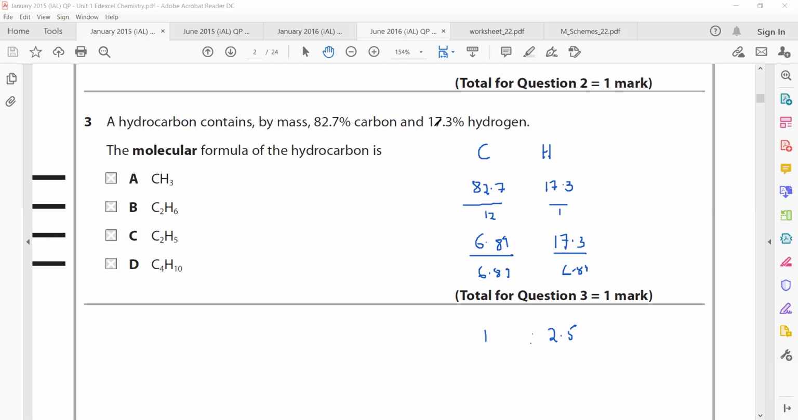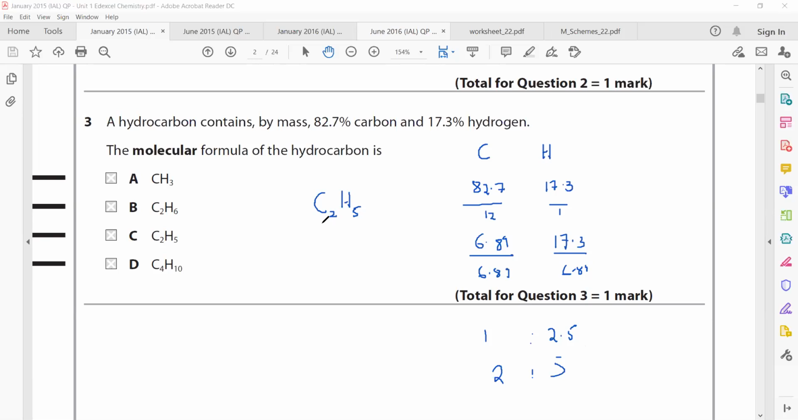But whenever one of the ratio is 1.5, 2.5, 3.5, what we will do is multiply all of them by 2. So the empirical formula, because the simplest ratio should be in whole numbers. So 1 is to 2.5, the simplest ratio in whole numbers is 2 and 5. So the empirical formula is C2H5.